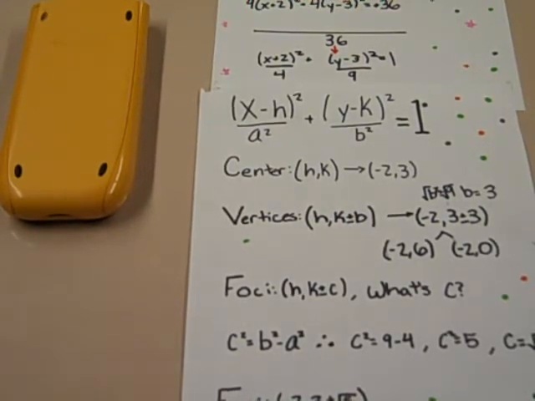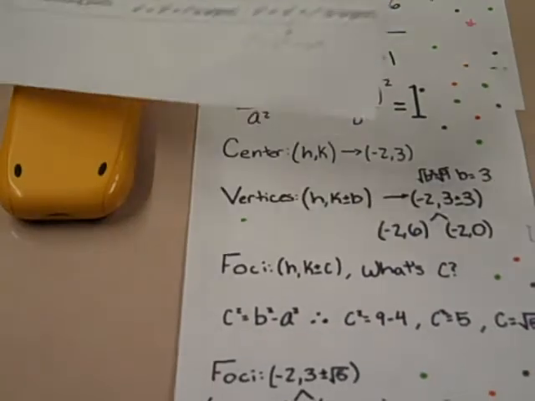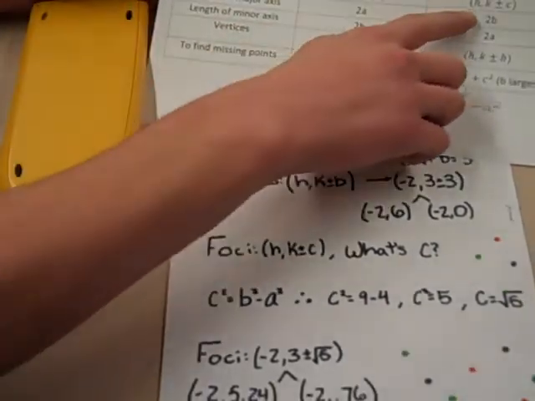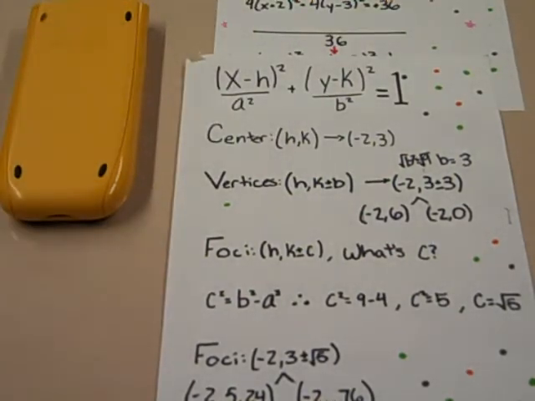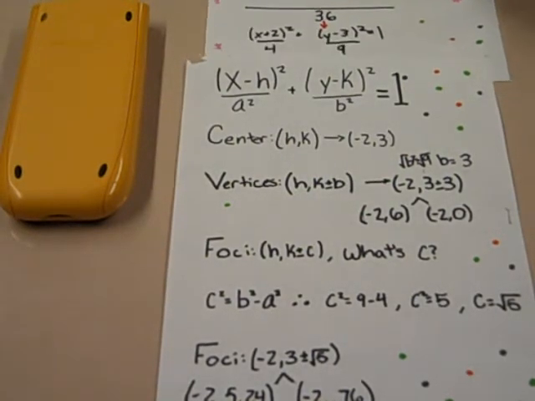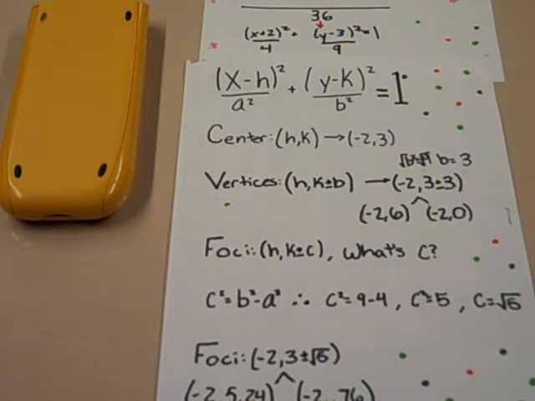Time to find the foci. The equation is given by (h, k plus or minus c). So we can find the c value. Oh, what do we do? Let's look at our chart so we can find the c.